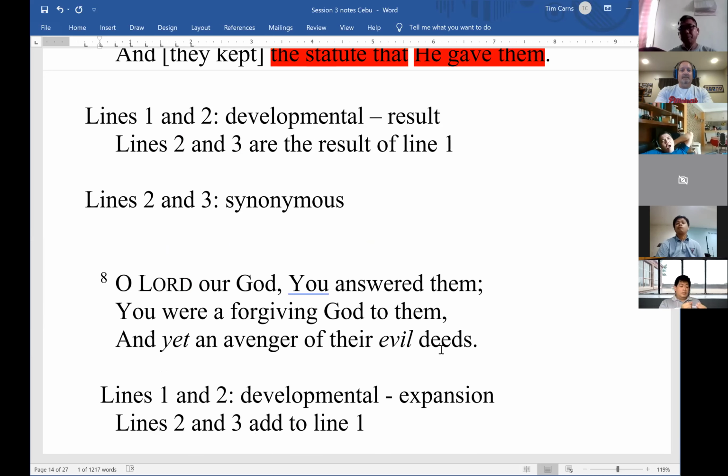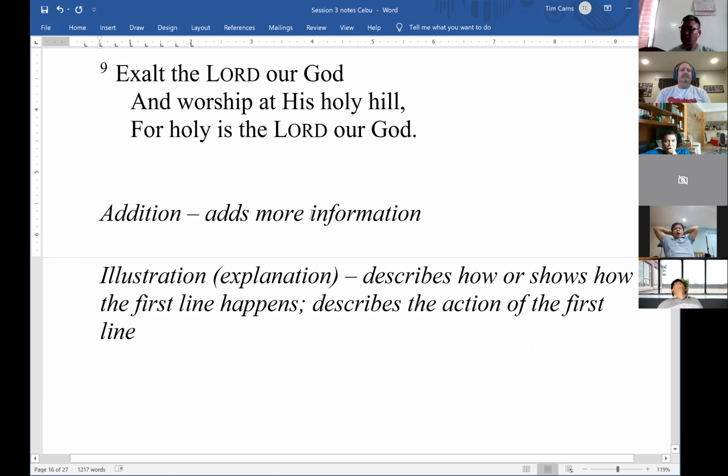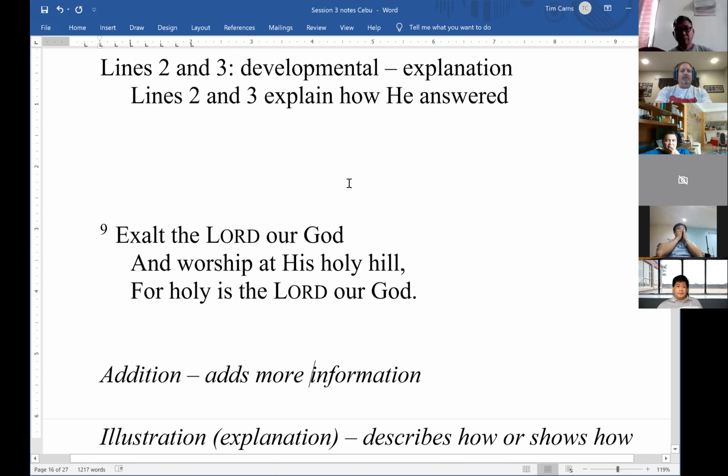I guess the distinction between the two: expansion by addition is when you answer the question "what else," and illustration is "how." For me, you answer the question how. Verse 8 is expansion. Okay, why would you say expansion there?